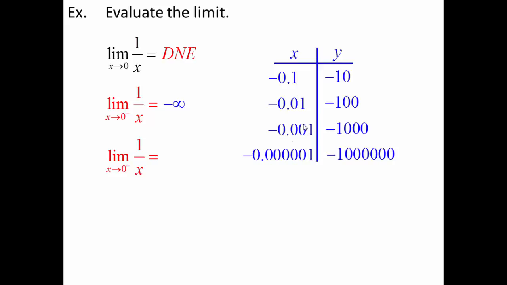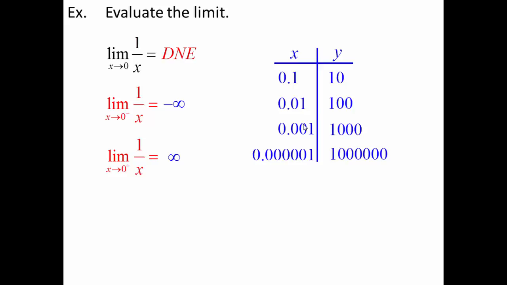So now, without even looking at the graph, I can see that the graph of 1 over x is going down forever as we approach 0 from the left. And likewise, if I change everything to positive, as x approaches 0 from the right side, the y values are getting bigger and bigger and bigger, so we're approaching positive infinity on the right side.